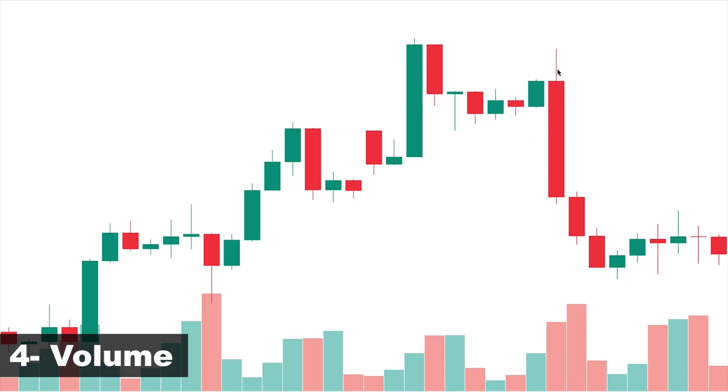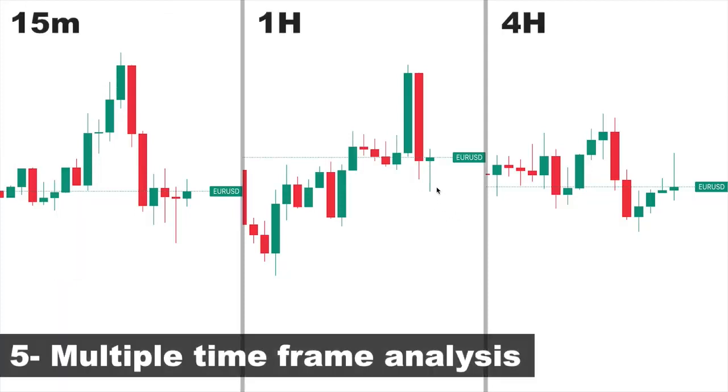For this long red candle, you see that we have relatively high volume, so this declining of price is validated by volume. And tip number 5. Multiple time frame analysis. When you are analyzing a candle or pattern on your chart, you must also check the lower time frame for the microstructure of the move and also the higher time frame for having the bigger picture and the context that the candle is actually playing.